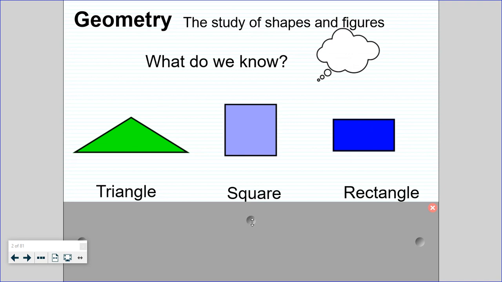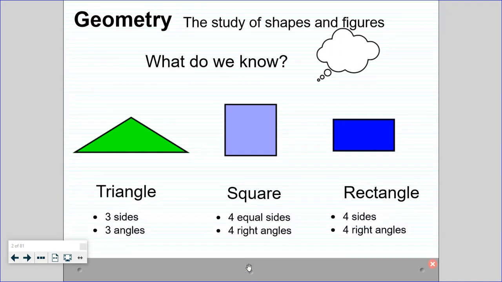And the reason you probably knew those names is because you looked at the attributes. You knew a triangle has 3 sides and 3 angles. You knew a square has 4 equal sides and 4 right angles. And you knew a rectangle has 4 sides and 4 right angles, but not necessarily 4 equal sides. Those are pretty common shapes that kids typically know. And as you can see, geometry is the study of shapes and figures. You do study more shapes than polygons, but for today, we are focusing on polygons.